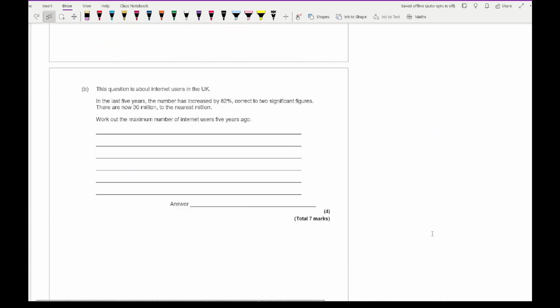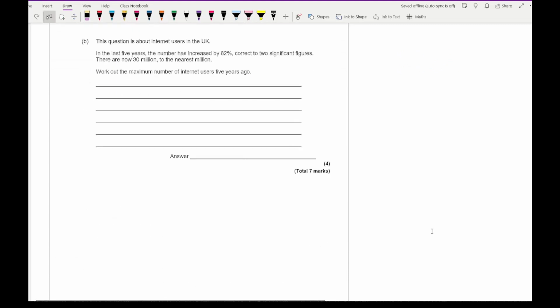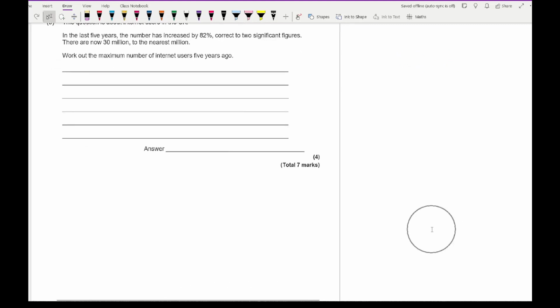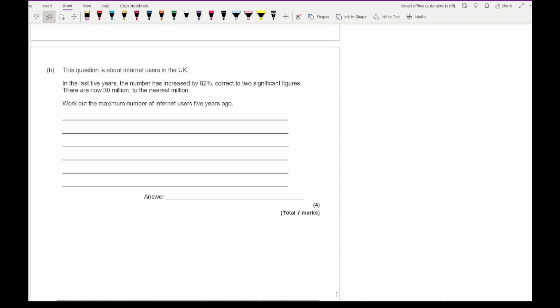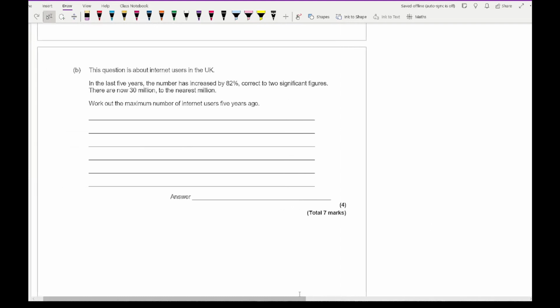Then moving on to question B, it says this question is about the internet users in the UK. So I'm just zooming so we can actually see that a little bit clearer. And it says in the last 5 years the number has increased by 82%, correct to two significant figures. There are now 30 million to the nearest million, and the question is asking us to work out the maximum number of internet users 5 years ago.